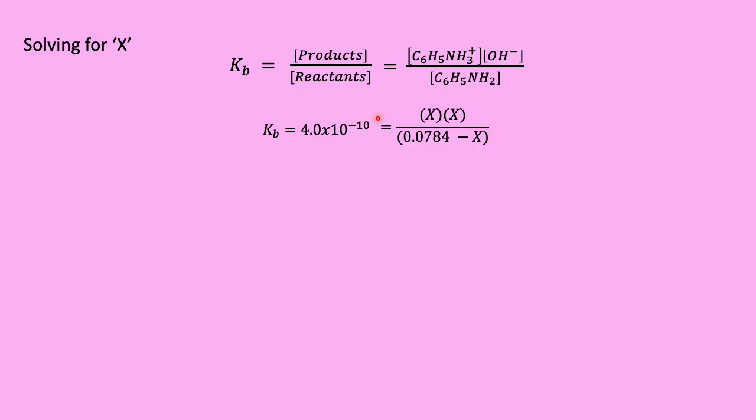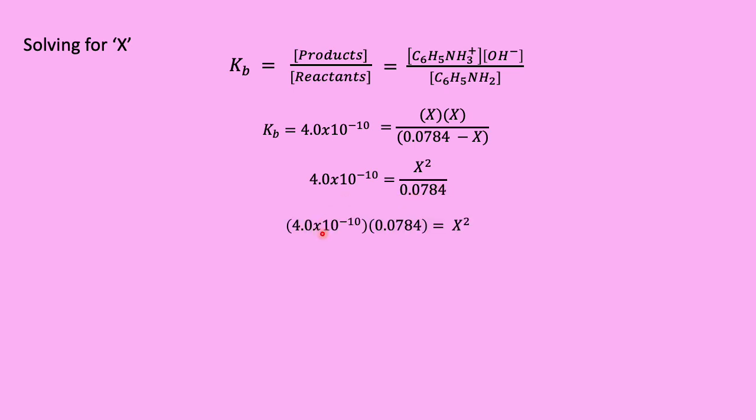Here, however, we can make an important assumption. Since we're working with a very small Kb, which is less than 1, we can assume that the change is much, much smaller than 0.0784, so our calculation will look more like this, without the 0.0784 minus x. It'll just be 4.0 times 10 to the negative 10 is equal to x squared, since x times x is x squared, divided by just 0.0784.